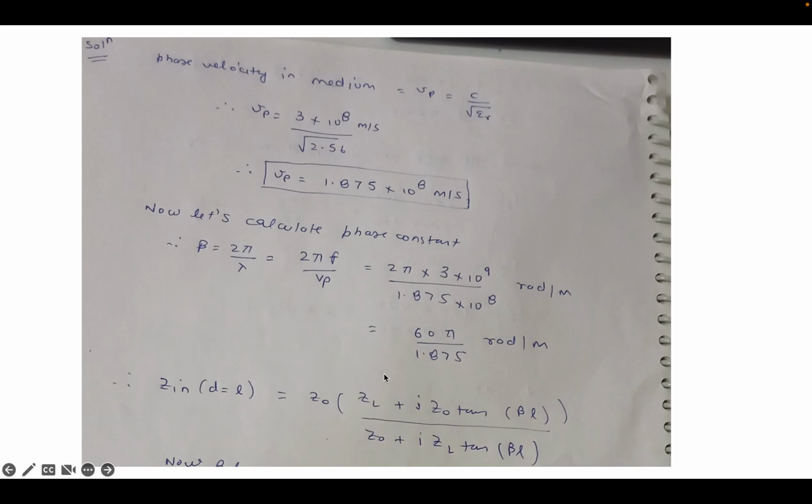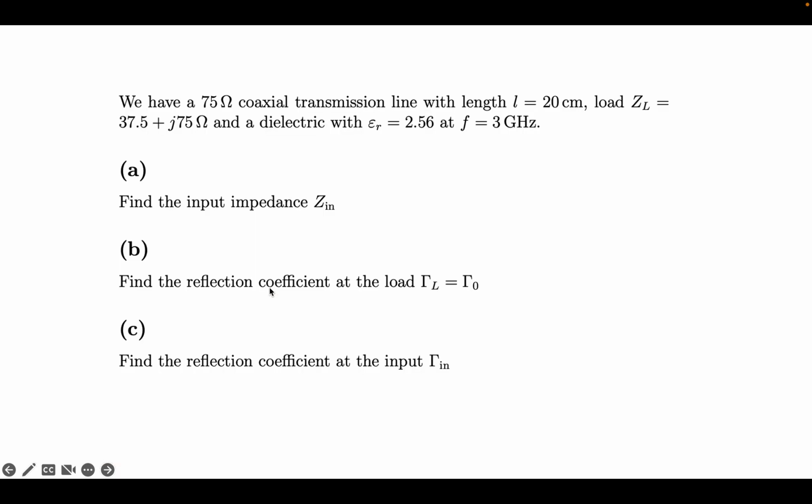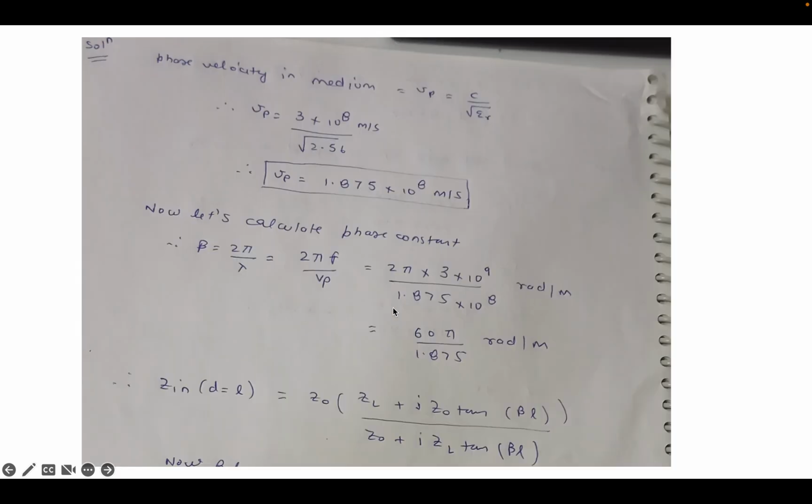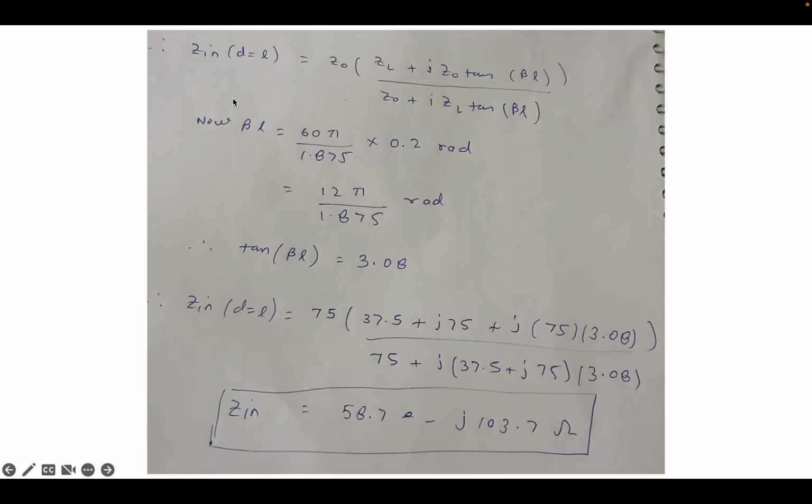So what I can do now is, you know beta, right? And you also know L is 20 centimeter. You know this formula, you know beta, you know beta L, and ZL and Z0. All the quantities are defined here, so there is no variable. Z0 you know, ZL you know, beta L you know, right? So we can go forward and plug in the values. First of all, beta we have already calculated, which is 60 pi upon 1.875, and L is 20 centimeter, but because beta has a unit of radian per meter, L will be 0.2 meter, right? So from here I can calculate the value of beta L.